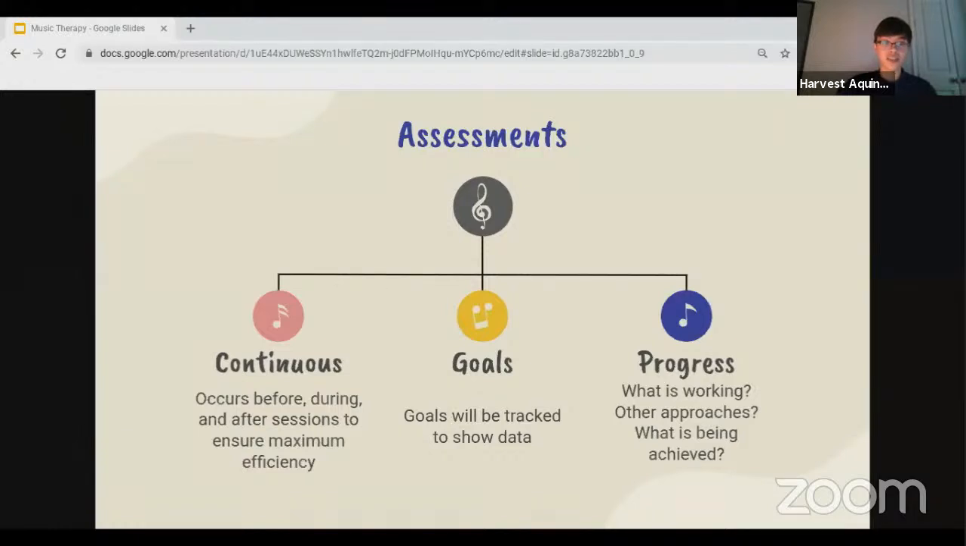However, assessments do not stop after the initial one. All throughout treatment, assessments are made before, during, and after sessions, and this is to ensure that each method or technique is at its maximum efficiency. Music therapists will also continue to assess goals. Whether or not they have been met, this will show them what is working and what isn't, other ways to approach a concern in order to accomplish that goal, and to see if actual progress is being made.